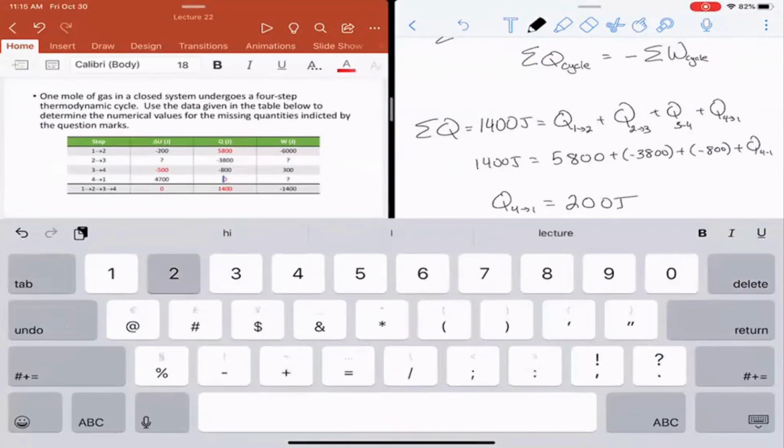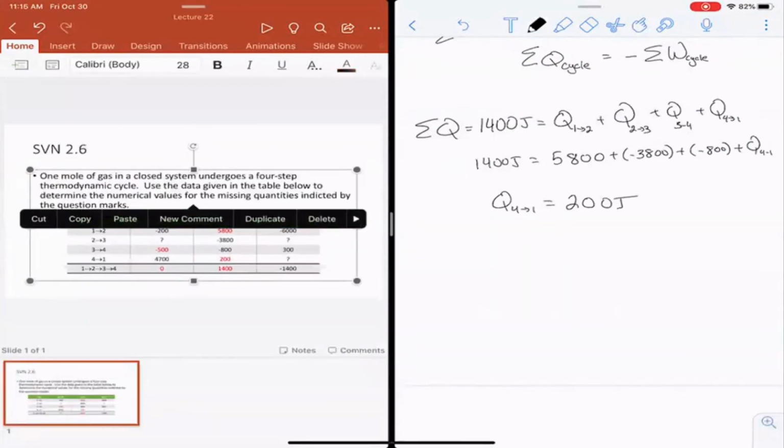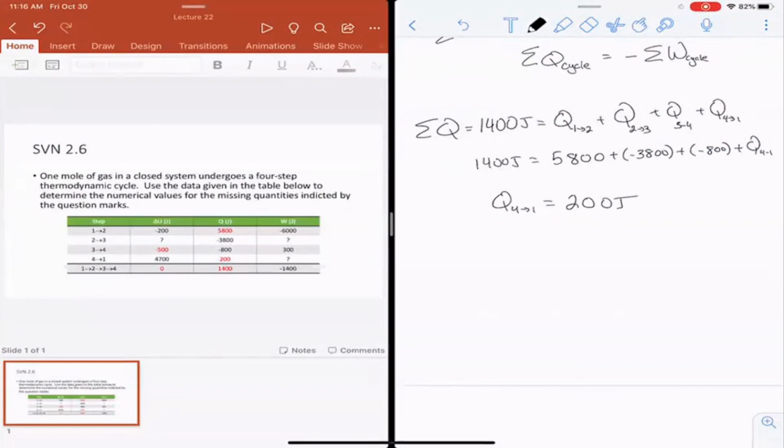And I did it again. All right. Okay, good. So what was that? What was the next one that you guys wanted to do? The sum of the change in internal energy. Yeah, that's fine. And so then what do you guys have for delta U 2 to 3?